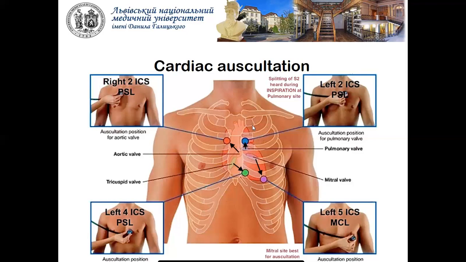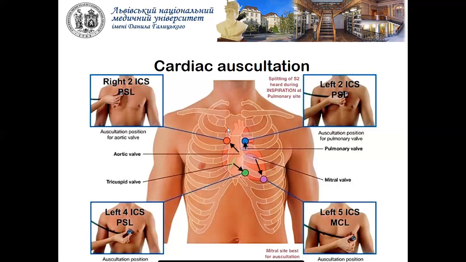So, the upper relative border will be the lower margin of the second rib into the left of the breastbone here. It's the relative border, upper relative. Upper absolute border, it's the upper margin of the third rib. Upper absolute. Okay.